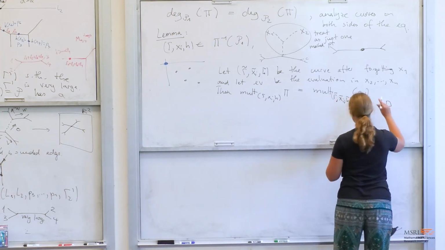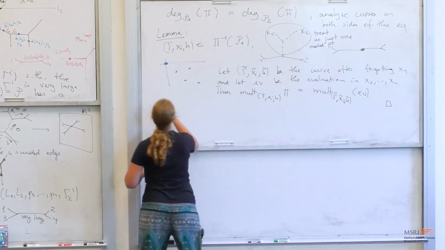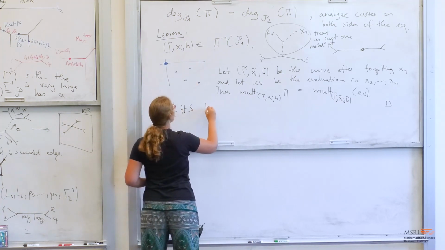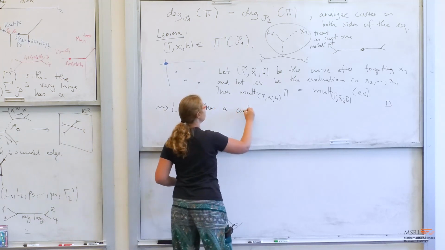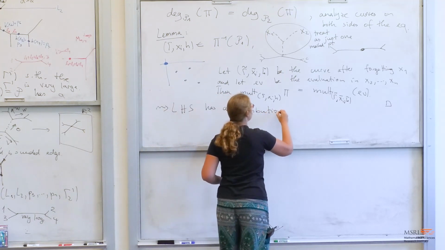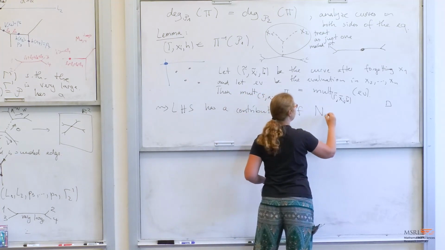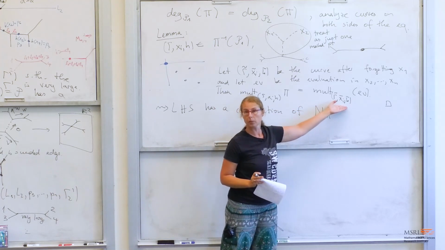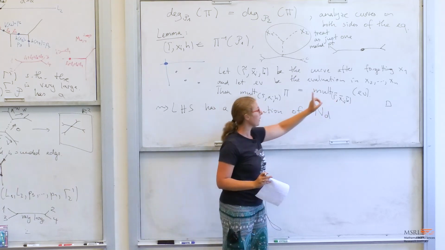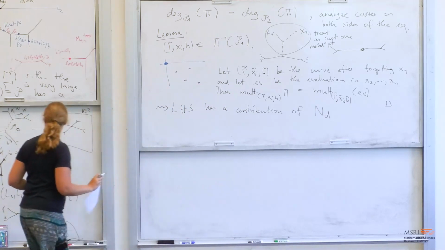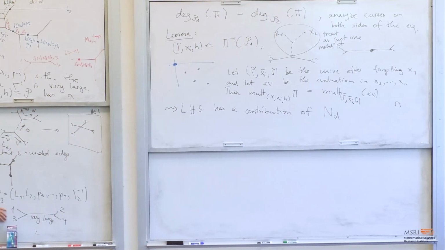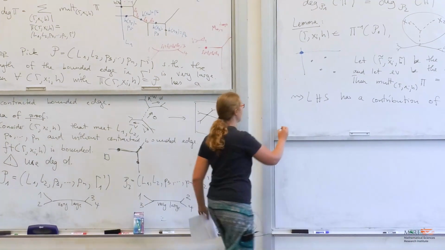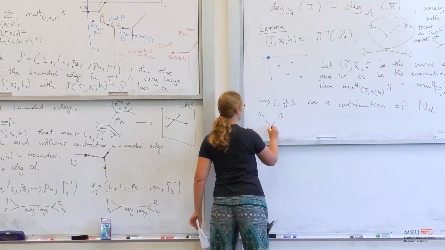But what does it mean? What can we deduce from this lemma? It means that on the left-hand side of our equation, we'll have a contribution of Nd, the number of degree d curves passing through 3D minus 1 points, right? And to make sure, on the right-hand side of the equation, we do not have something like this. Yeah, we cannot have 1 and 3 sit together and have the contracted end somewhere here. 1 and 3 in the contracted bounded edge.